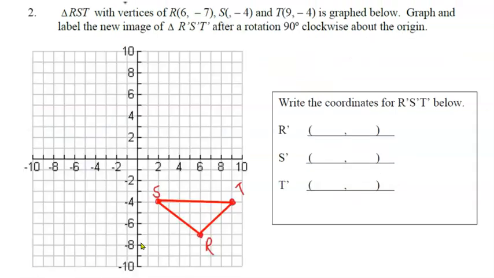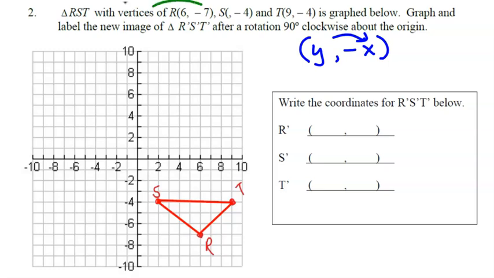Question number 2 is the same, except this time they're asking you to rotate 90 degrees clockwise. You cannot count boxes for a clockwise rotation. You simply follow this rule. You swap the order of the coordinates, and then you draw an arrow in the clockwise position to tell you who is going to change sign. So that arrow in the clockwise direction says that the new second number will change signs.